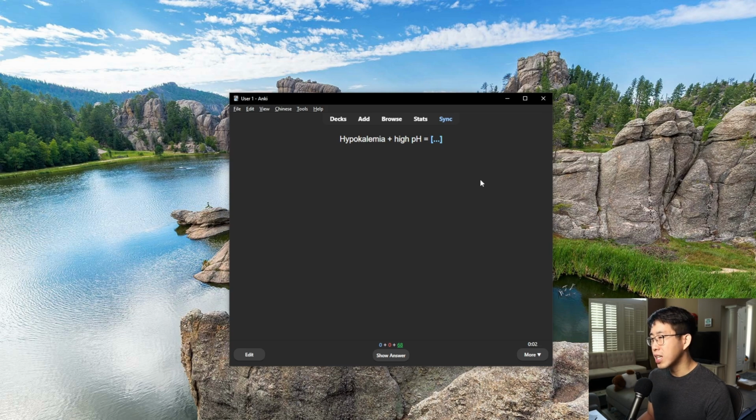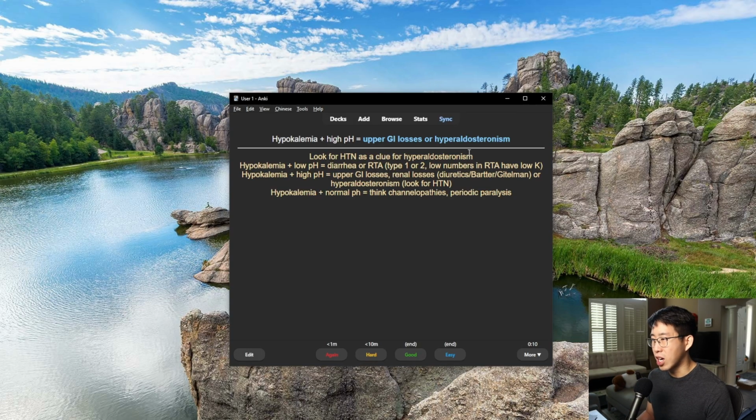When you have hypokalemia and a high pH, however, this could be from vomiting, where you're losing acid-rich fluid, or it could be from hyperaldosteronism, so upper GI losses or hyperaldosteronism. If you have hyperaldosteronism, one of the diagnostic clues in that case would be hypertension.